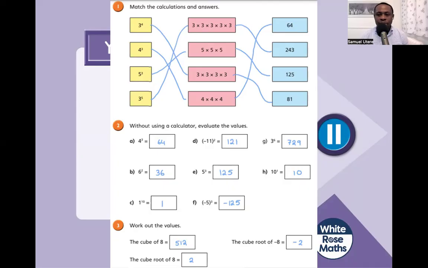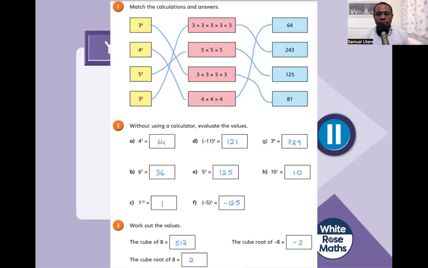Okay, so using your general knowledge, you should know that the ones with the odd value will have a negative result. Next, you were asked to work out the values of the cube of 8, the cube of negative 8, and the cube root of 8. And those are the results.